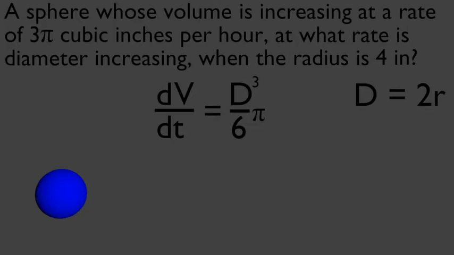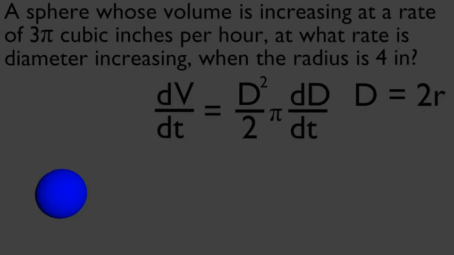So we have to use the power rule here to find the derivative of d cubed. We bring the 3 forward and down, making it 3 times d, and then subtract 1 from the power, giving us the power 2. And then the 3 divided by 6 reduces down to 1/2, giving us d squared over 2 times pi. And then we do have to multiply this by the change in diameter with respect to time, because again, we have to use the chain rule here.